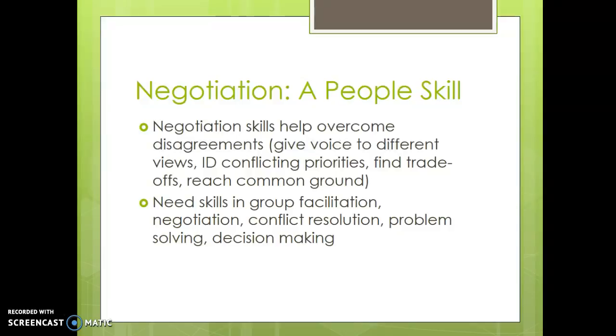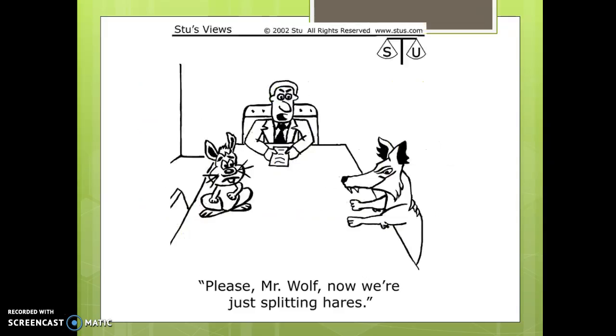Okay, so negotiation is one of the people skills that's really important because there probably will be some disagreements. So you have to give voice to different views, identify those conflicting priorities, find trade-offs, and reach a common ground. So you need skills in group facilitation, negotiation, conflict resolution, problem solving, and decision making. You have to be able to get everyone to come to the table ready to do this work together.